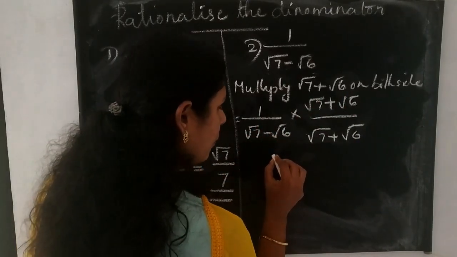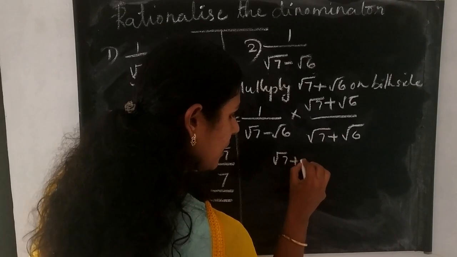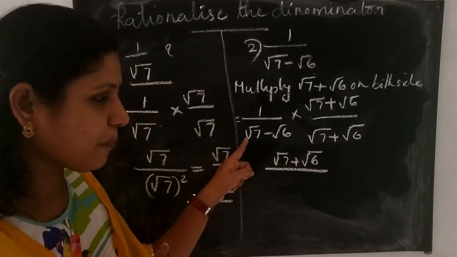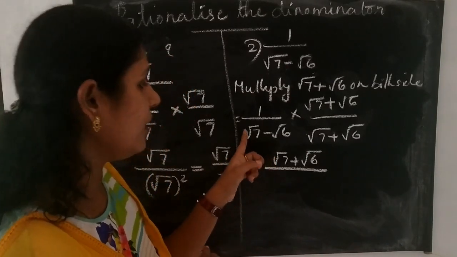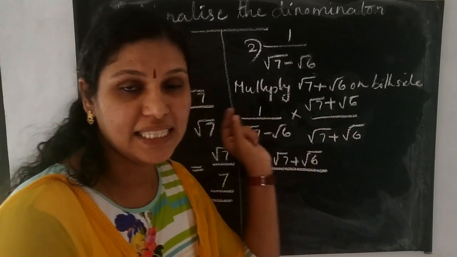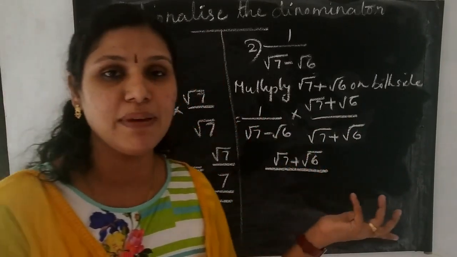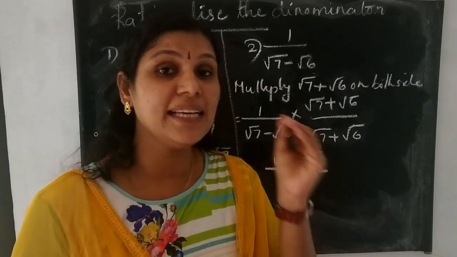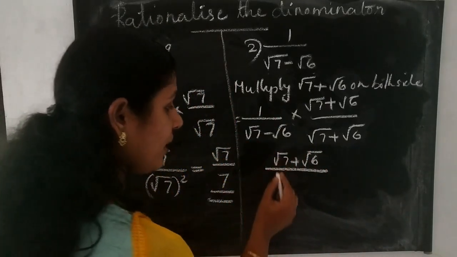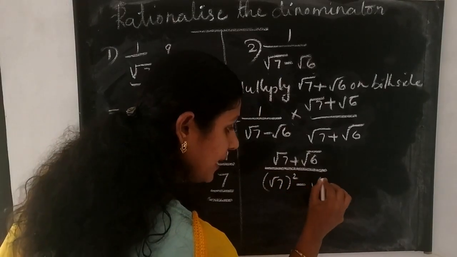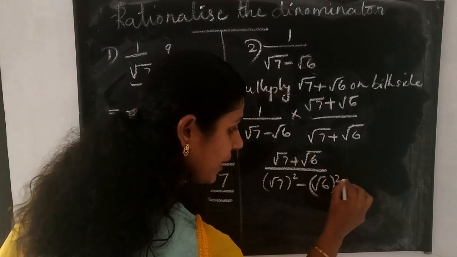That is root 7 plus root 6 in the numerator, and in the denominator, which identity can we use here? Root 7 minus root 6 into root 7 plus root 6. That is (a minus b)(a plus b). (a plus b)(a minus b) is what? That is a square minus b square. So we get the identity as root 7 square minus root 6 square.